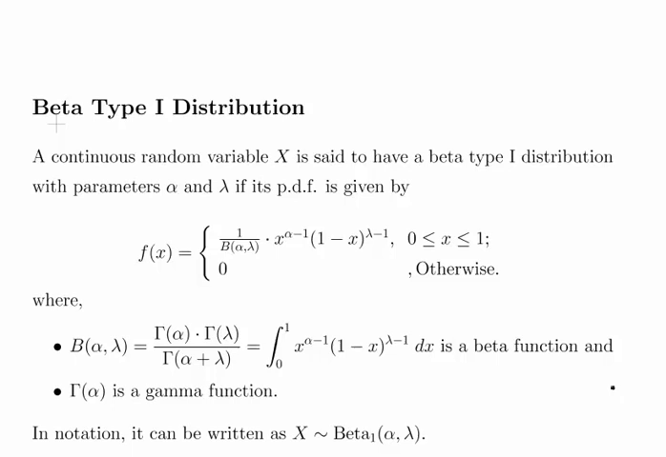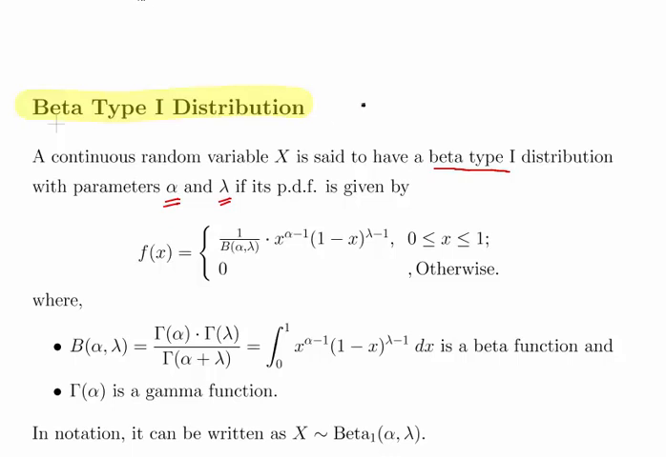Okay, in this presentation we are going to look at the beta type 1 distribution. There are two beta distributions, the type 1 and the type 2. In this instance we'll be looking at the type 1. A continuous random variable x is said to have a beta type 1 distribution with parameters alpha and lambda.